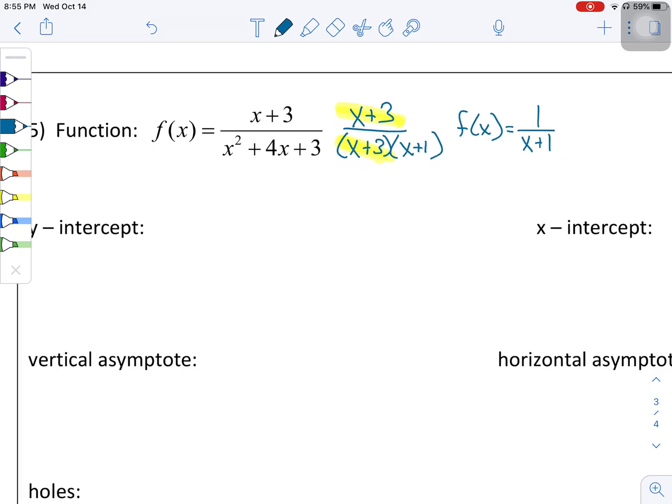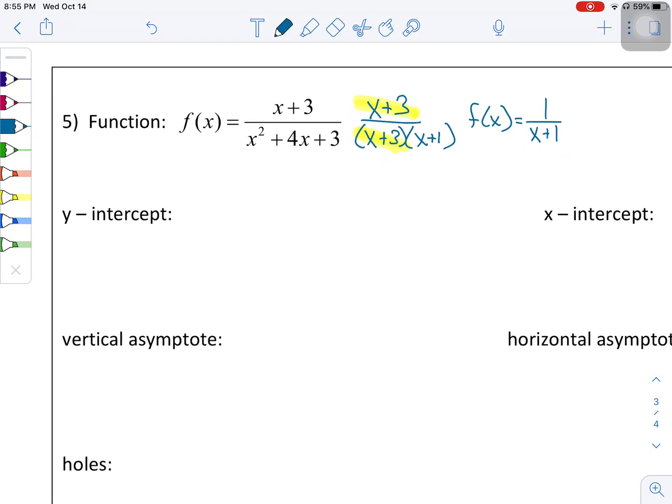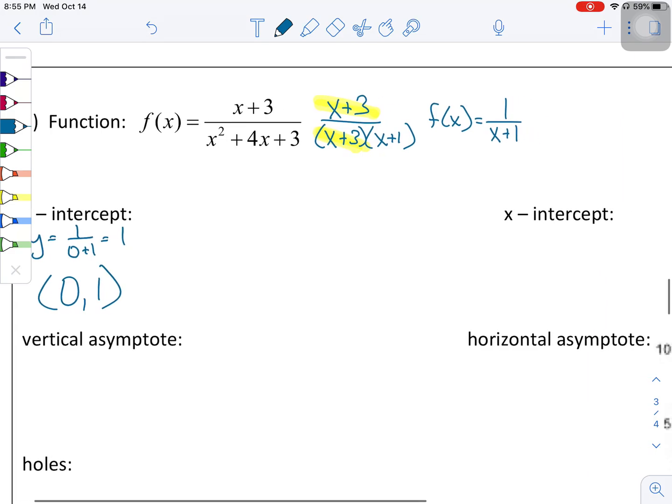So now using that simplified function, I'm going to find the x, y intercepts, the vertical and horizontal asymptotes, and obviously we have a hole since we canceled something. All right, y-intercept, set x equal to 0. So 1 over 0 plus 1 is equal to, well, 1. So (0, 1). X-intercept, I want to set the numerator equal to 0, and my brain just short circuits kind of, and I immediately write none. All right, there is no x-intercept there.